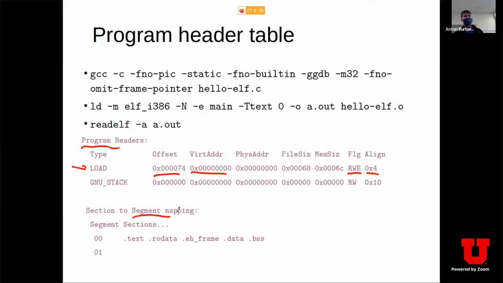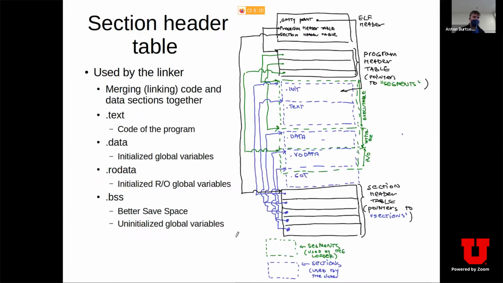The section headers will be more sophisticated. They will tell us, okay, there's a text section, read-only data, BSS, stuff like that, right? And this one is typically used by the linker. This information is used for merging and linking the code, as I was describing before, right? So not a big surprise. Okay, let me stop here. Any questions?